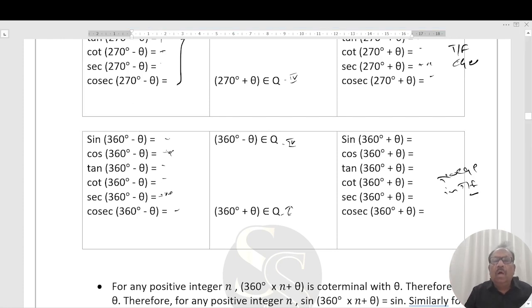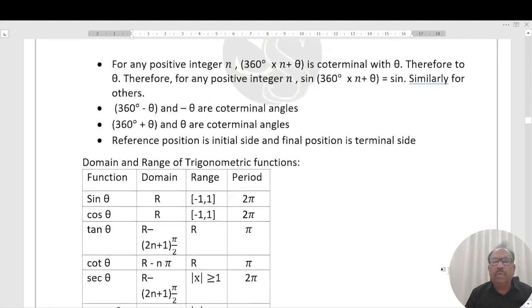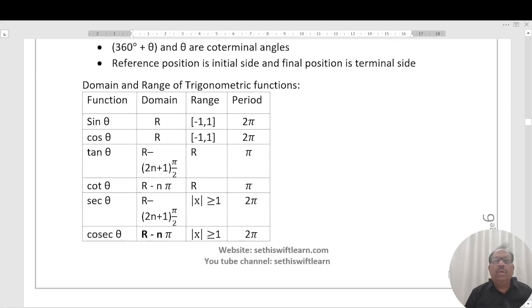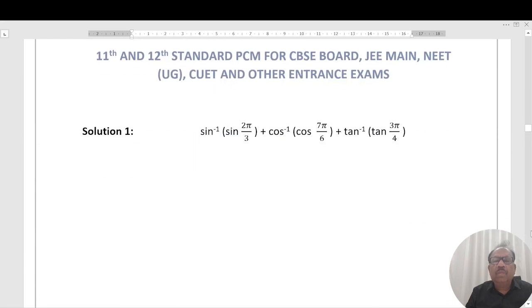Now, after application of these concepts, let's start the question. Domain and range of functions has been discussed. Sin, cos, tan, all functions belong to plus one. I think you should know all these things, right? Let's start the question.